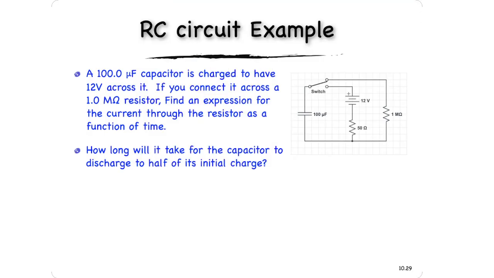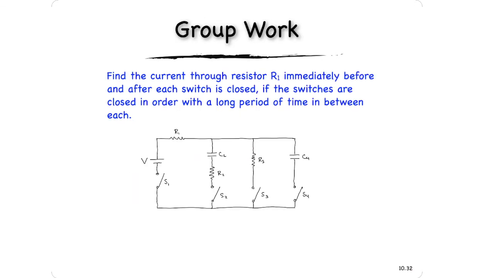Okay, so what I would like to do is pass out a worksheet for you to work on with your neighbors. We're going to explore this circuit here and what happens when we close each of these switches in order. So we have some voltage source V, and then there's this resistor R1, and then there's this branch of the circuit with resistor R2 and capacitor C2 and switch S2. This branch has resistor R3 and switch S3, and this one has capacitor C4 and switch S4.